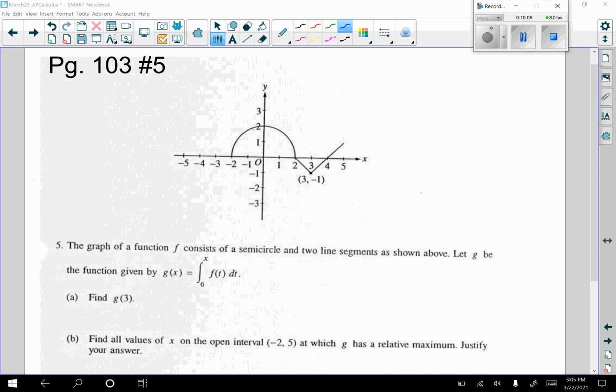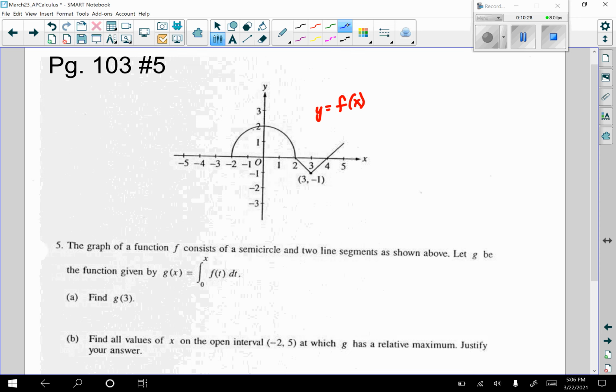All right, so pause the video if you need more time. But here the graph of a function f consists of a semicircle and two line segments as shown above. Let g be the function given by g of x is equal to the integral from 0 to x of f of t dt. So we could think of this as the graph of y equals f of x.